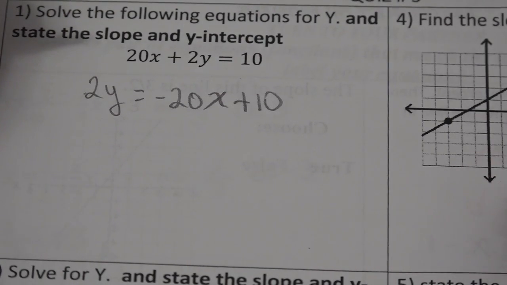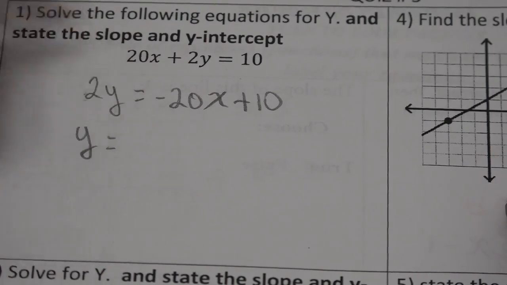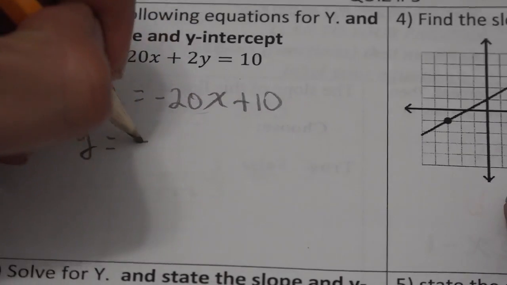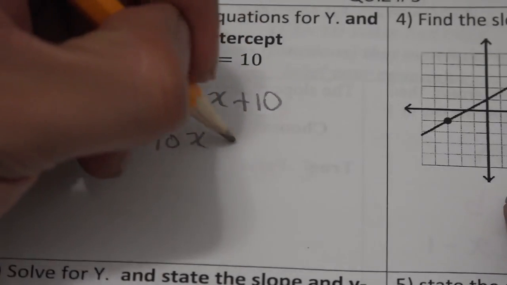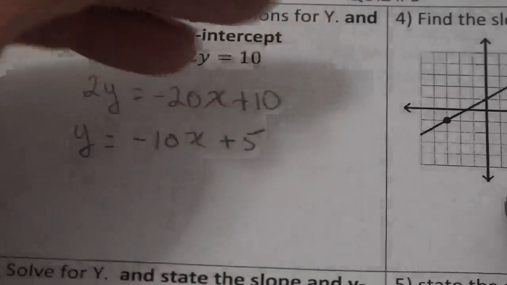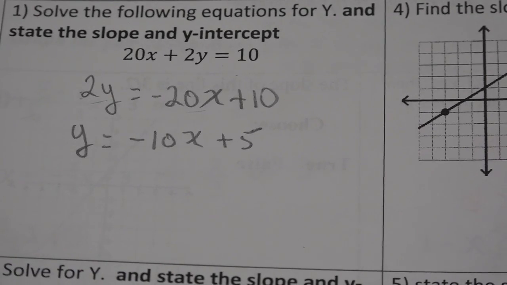Now, divide by the number on the y. Okay. So over 2, and over 2. So what do I get here? Negative 10x plus, not 5 over 2, but I divided by 2, so everything gets chopped in half. Okay.